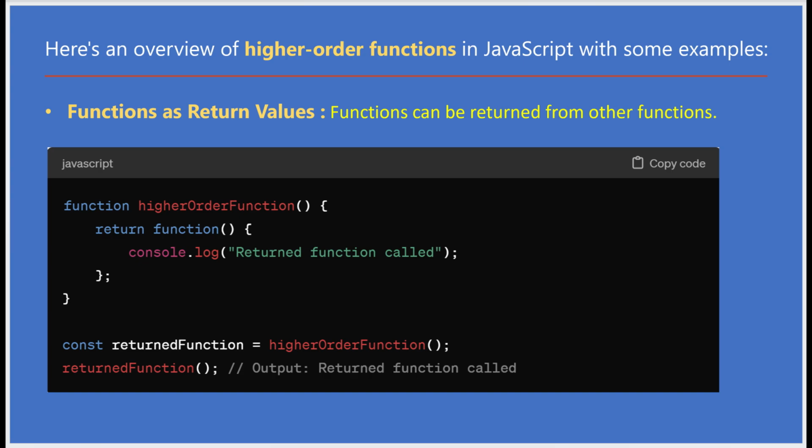Moving on to the second aspect of higher-order functions, functions as return values. In JavaScript, functions can be returned from other functions. For instance, higherOrderFunction returns an anonymous function that logs "Returned function called" when invoked. The returned function is stored in a variable, returnedFunction, and is subsequently called to produce the output.